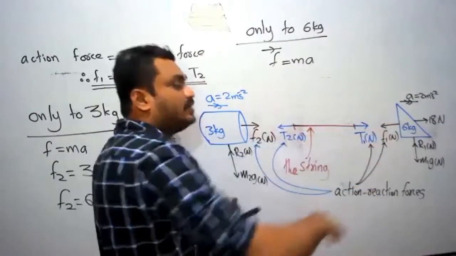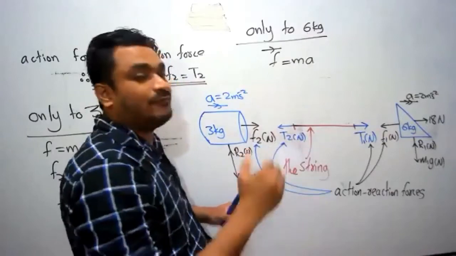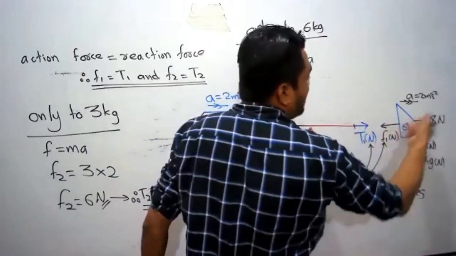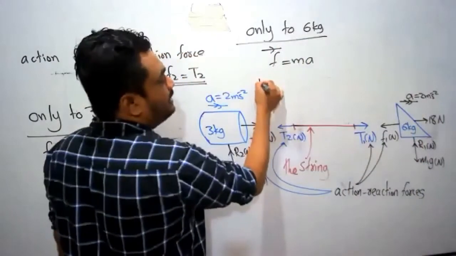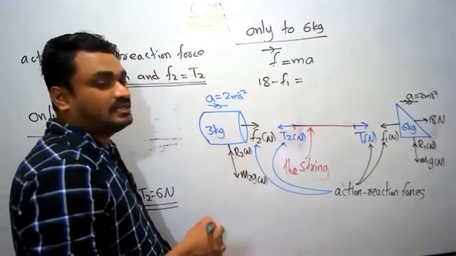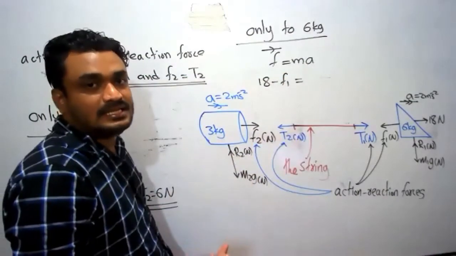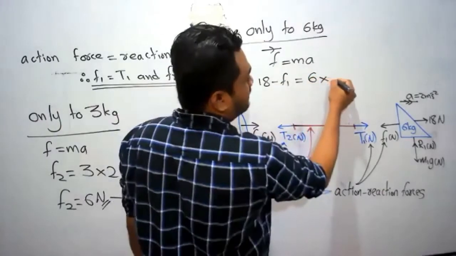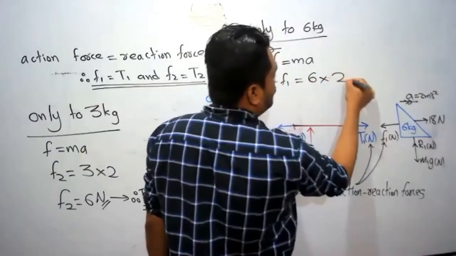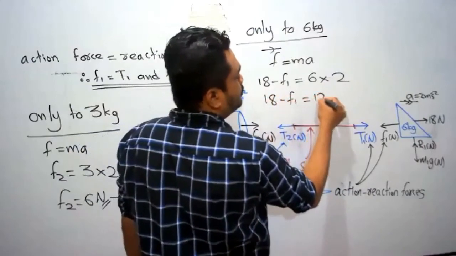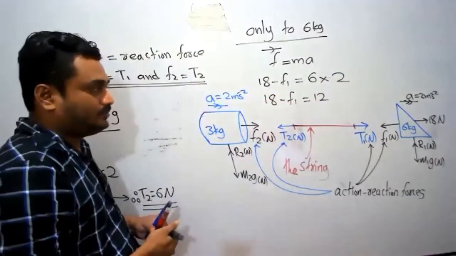Two horizontal forces are acting on the object. Therefore, as they are acting in opposite directions, the resultant horizontal force is 18 minus F1. The difference of the forces is the resultant. Mass of the object is 6. Acceleration of the object is 2. So 18 minus F1 equals 6 times 2, which is 12.